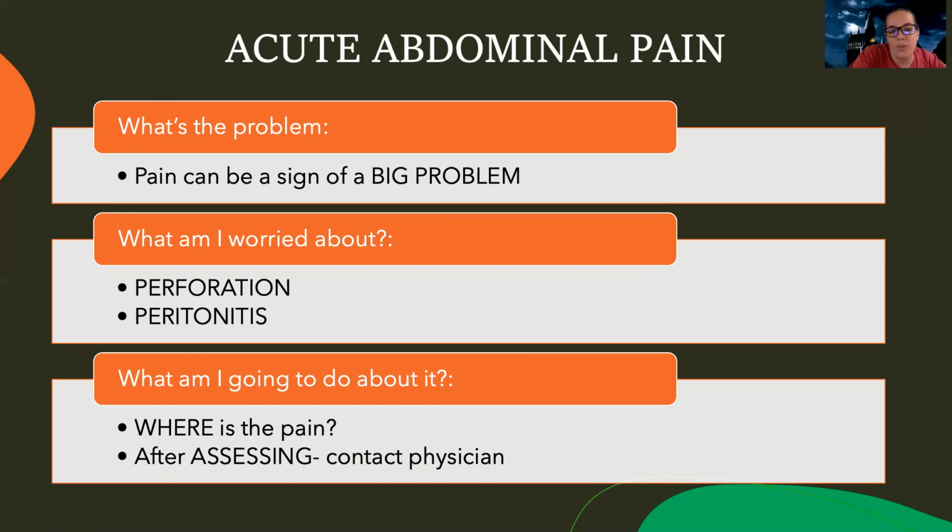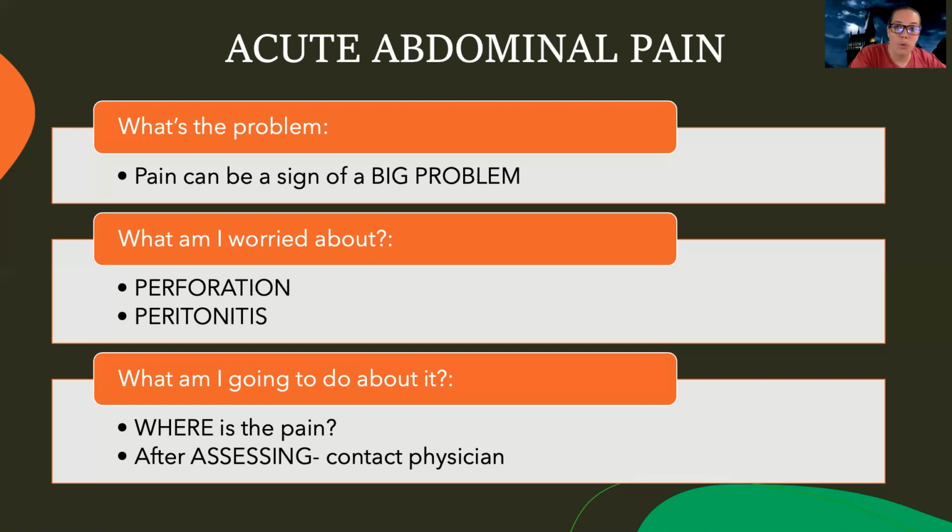So what am I going to do about it? This is a very general thing. Acute abdominal pain isn't really a disease or disorder. It's really a symptom. But the big action that I want to take is find out where the pain is, because where the pain is located is going to tell me a lot about what's going on with the patient. And then after doing a good assessment, I'm going to contact the physician.